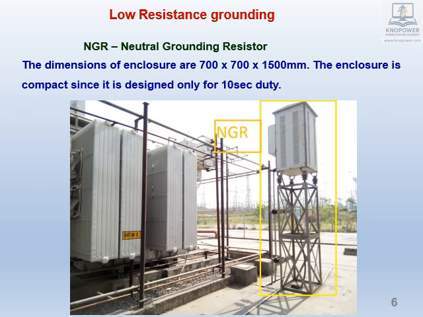Typical dimension of enclosure is 700 by 700 by 1500 millimeters. The enclosure is compact, since it is designed only for 10-second duty. In practice, ground faults are cleared within 1 second.